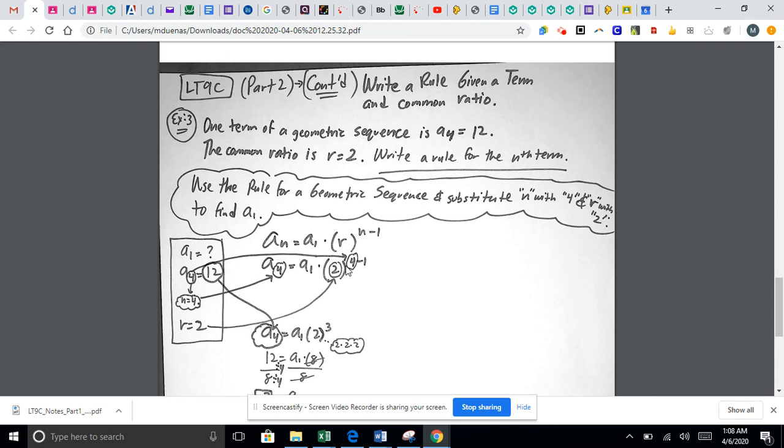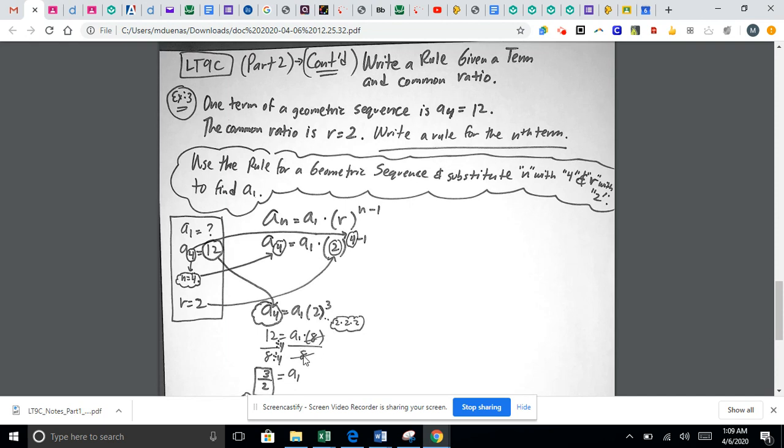And then from here, we know that a sub 4 overall is 12. So we're going to substitute a sub 4 with 12 here. And then a sub 1 stays the same. Can't do anything with that. Again, that's what we're finding. We do know that we could simplify 4 minus 1 here, which is 3. That's how we get 3 here. And then 2 cubed, when we multiply this out, we're going to get 2 times 2 times 2, which is 8.